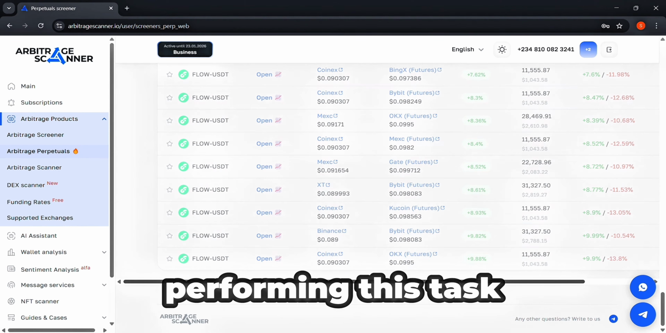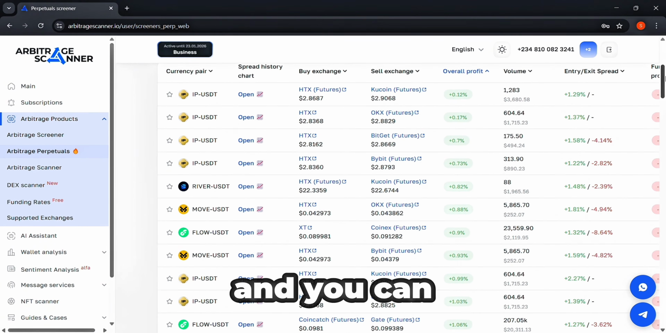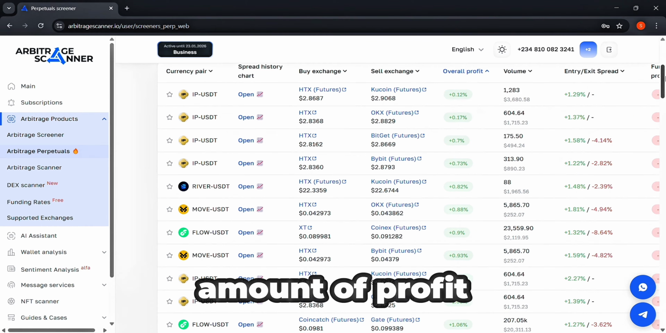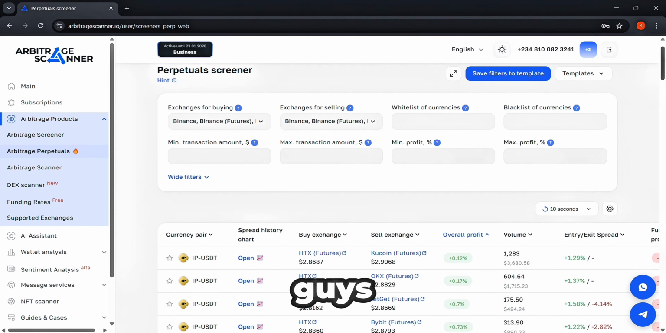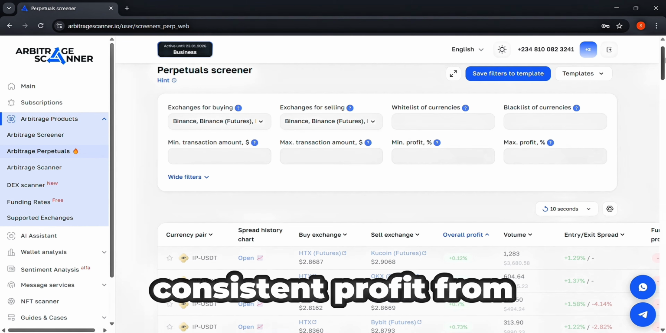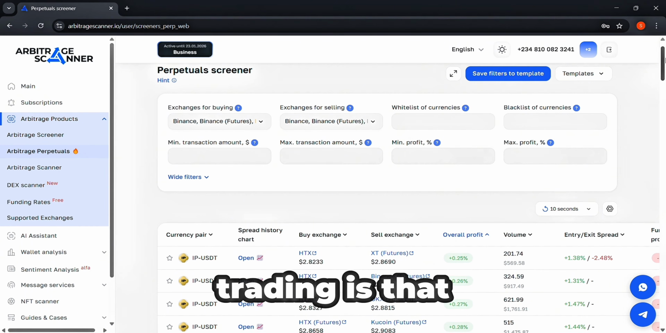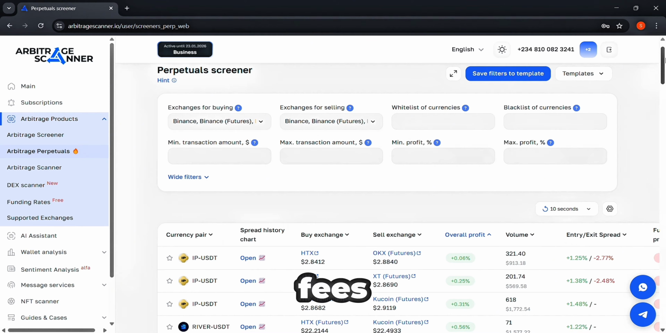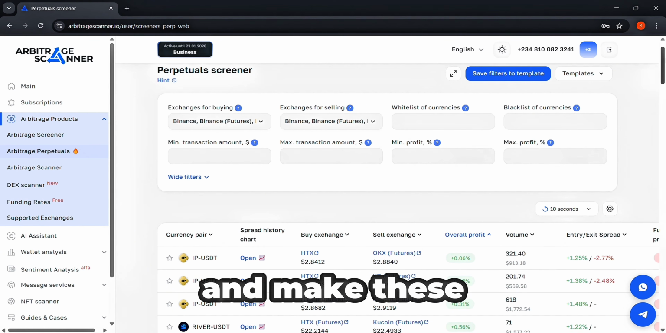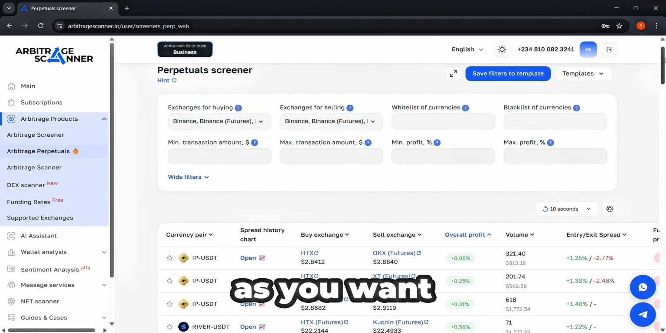Now imagine you performing these tasks up to 3, 4, 5 times a day, and you can see the significant amount of profit you can make from arbitrage trading. You can make consistent profit from the arbitrage market. And the best thing about arbitrage trading is that it's not like normal trading where you lose. What you have to do is check the transaction fees, and make these transactions multiple times. You can do it as much as you want.